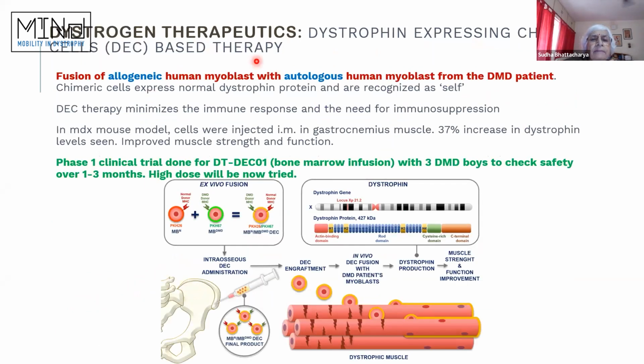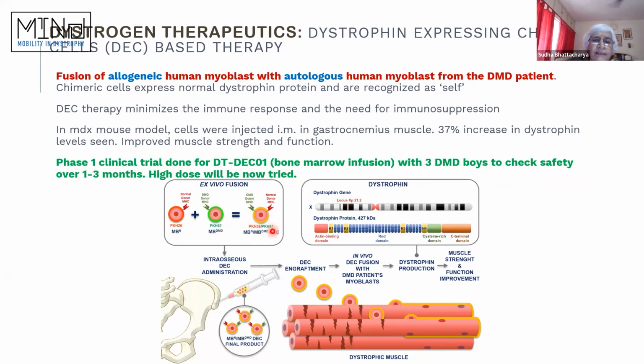This is in Poland, again by a scientist couple, who have shown that they are using chimeric cells. This is a technology which they have developed for muscle. What they're doing is taking myoblasts, that is, cells which will get converted to muscle, from a normal human and also from a DMD patient. So two cells: one is allogenic from the normal human, one myoblast, and the other is autologous from the DMD patient. These two cells they are fusing, so it is getting fused into one.